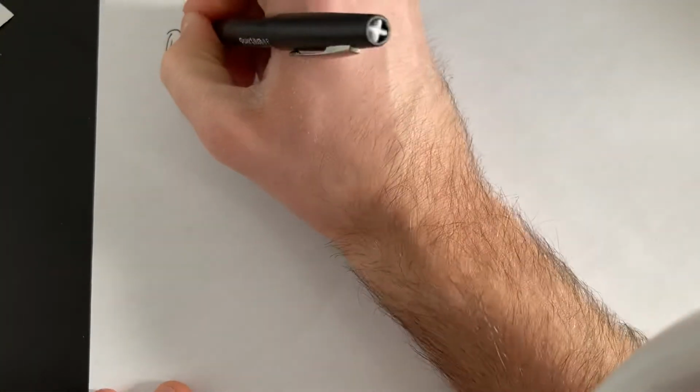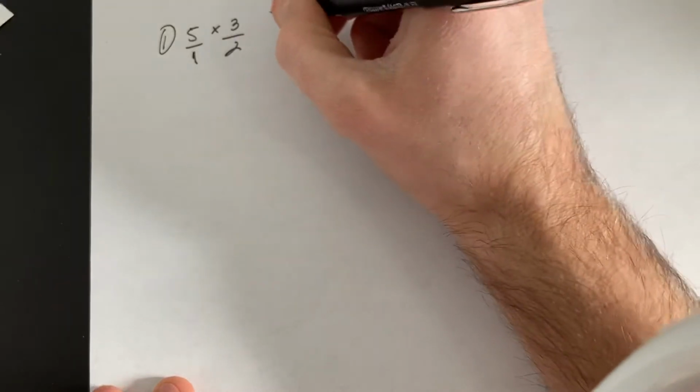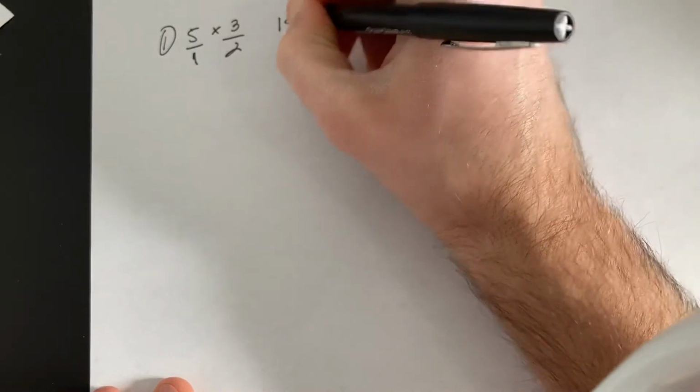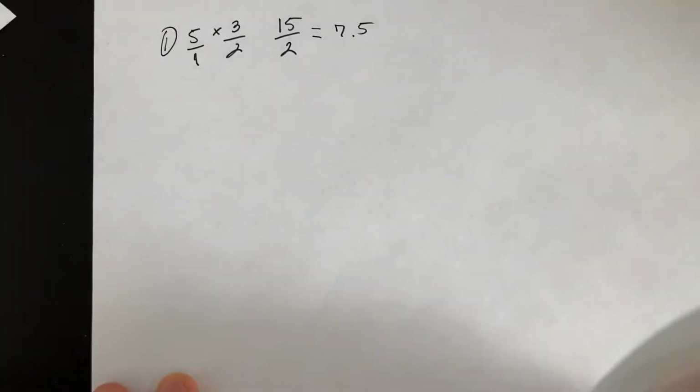So the first one is, let's say I have 5 times 3 over 2, all right? Remember, it's almost the same thing as saying 5 over 1 times 3 over 2. We're going to multiply the top numbers and then the bottom numbers, so 5 times 3 would be 15 over 2 would be our final answer. Even though we're going to work with fractions, make sure that your answer is actually in a decimal. So in this case, this would be 7.5 as your answer.